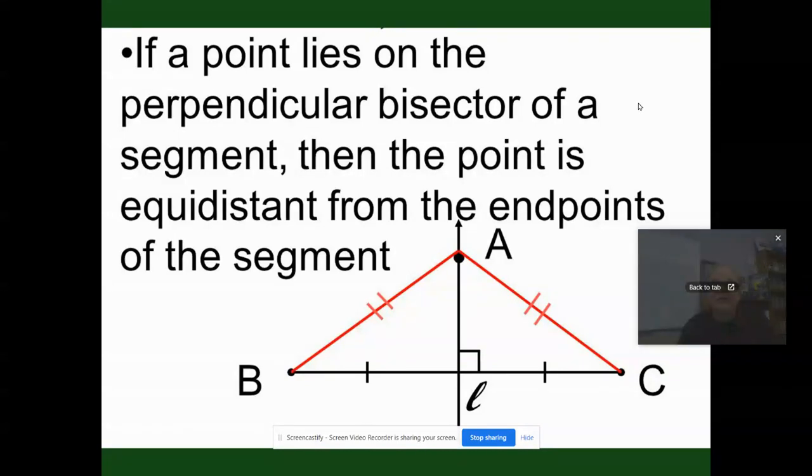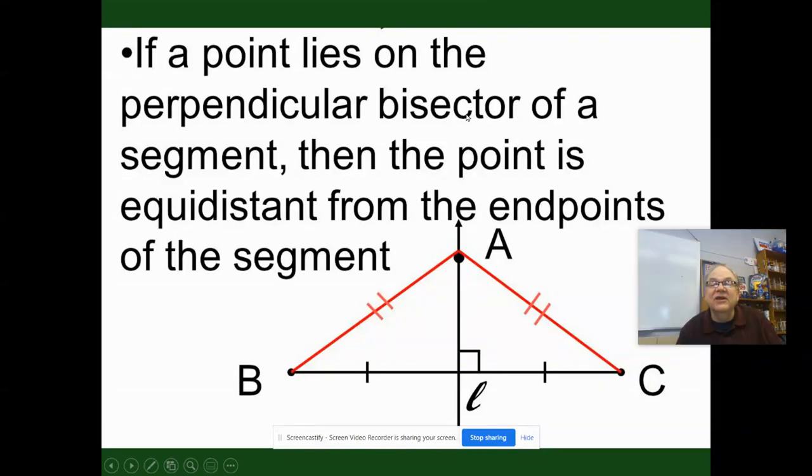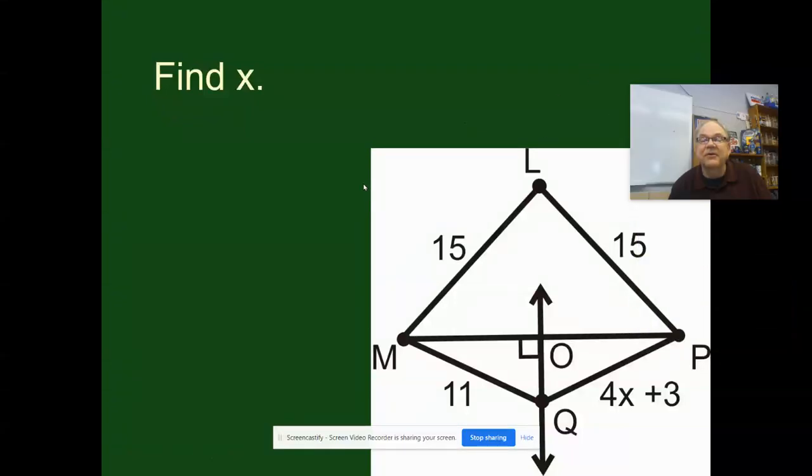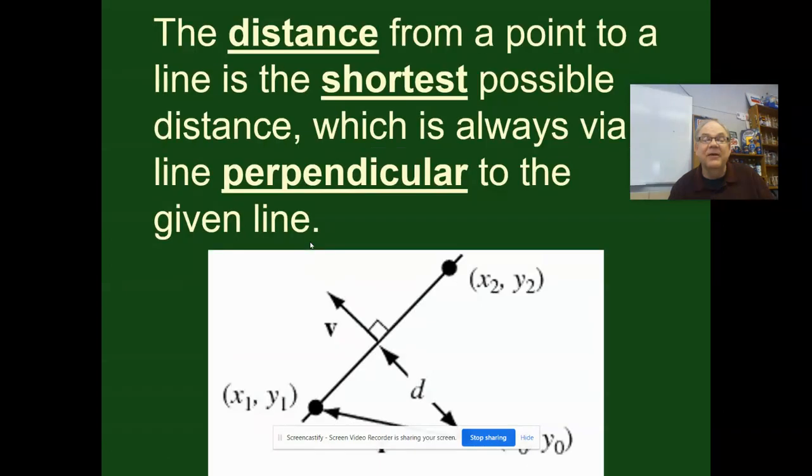And so if you did have something like this picture, for example, if I know I have a perpendicular bisector, then like the 15 on the left and the 15 on the right have to be the same. And I also would know that 11 would have to equal 4x plus 3. Those have to be the same. So again, if you solve that, x will end up being 2 when you do solve the problem.